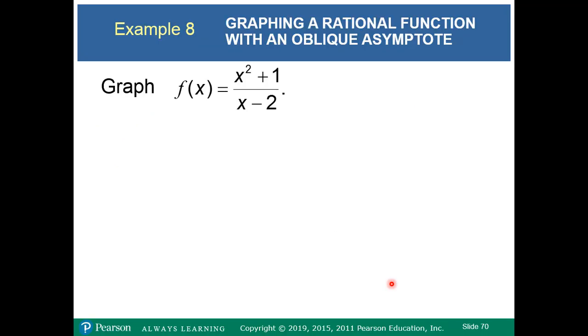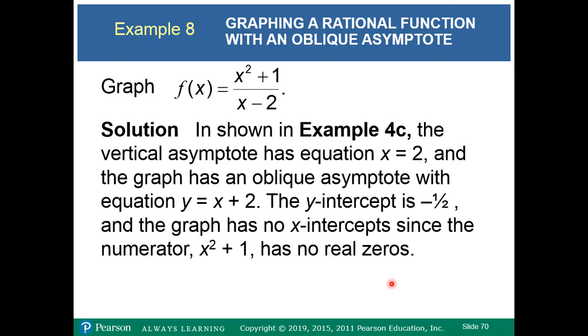Okay. So what about this one? Now here we have a numerator that is 1 degree larger on the top than on the bottom. And so what do we have here? Well, we're going to have an oblique asymptote. We have a vertical asymptote at x equals 2, looking at the denominator. If we divide these two, we're going to get an oblique asymptote at y equals x plus 2. The y-intercept is at -1/2.